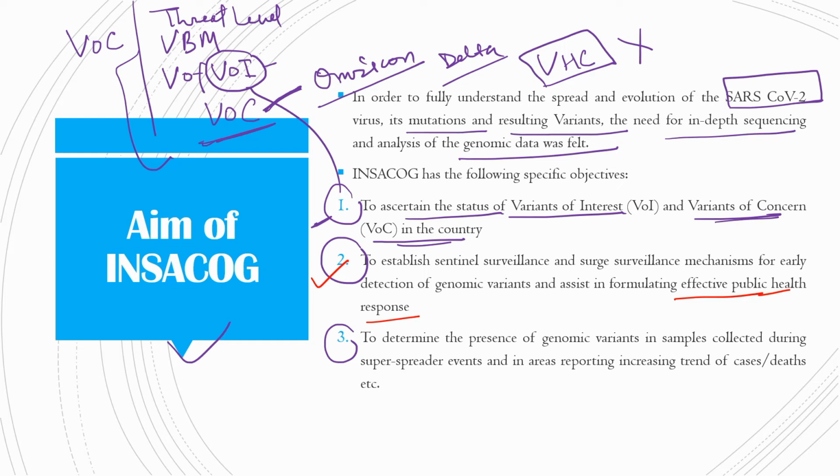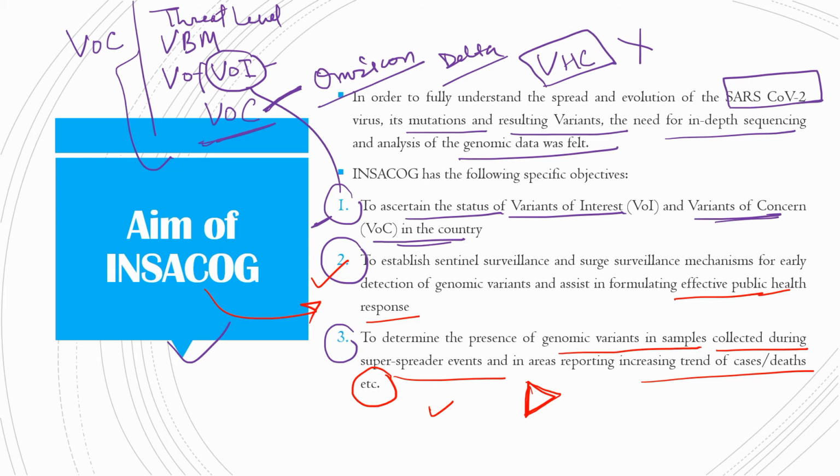Third part is to determine the presence of genomic variants in samples collected during the super spreader events in areas reporting increasing trend of cases or deaths. तो जहाँ भी आप देखोगे कि कुछ specific spots हैं कि यहाँ पर बहुत ज़्यादा फैल रहा है और इस particular place में बहुत ज़्यादा फैल रहा है, so they have to do research, reporting of that increasing trend, and they have to see how it is spreading and what can be the reasons for it. So as per this it works, and these are the three specific work areas that INSACOG is working for.